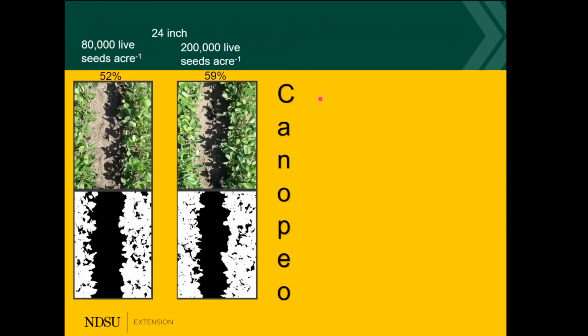So here on the top, the two photographs are the actual photos taken from the field. And I'm looking here at 24-inch row spacing with 80,000 live seeds planted and 200,000 live seeds. And the number here, this one is covered by 52% of the soil is covered with green tissue that intercepts the sunlight. With the higher seeding rate, it is a higher number, 59. So the picture here is how they calculate it. The app turns every green pixel into white and everything else into black, and then gives you the ratio. This is a very nice little tool.